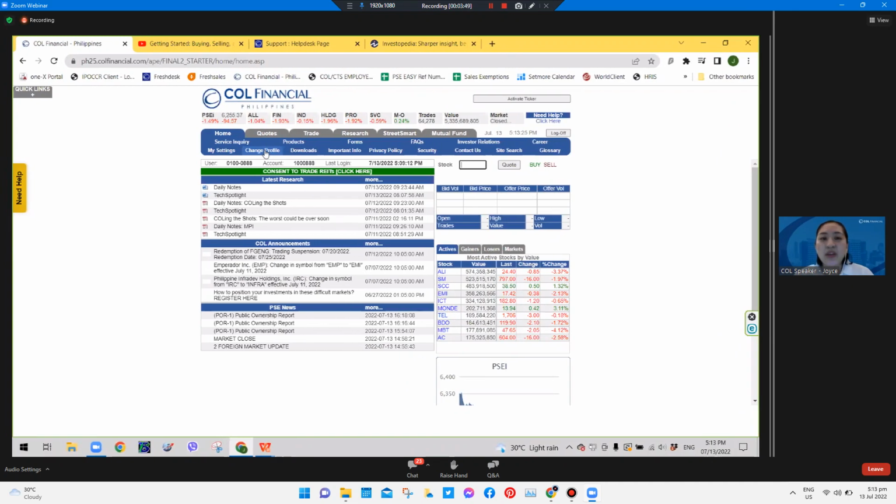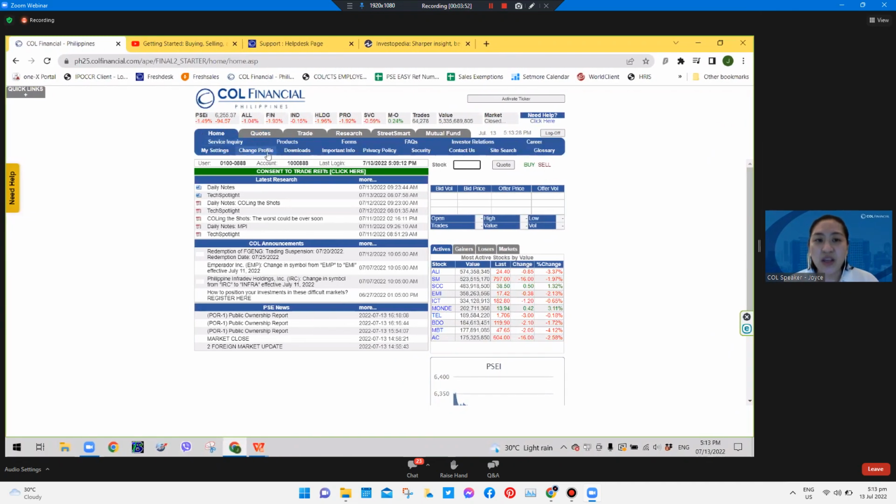In the change profile, you get to see your details, and here you can also edit them to keep your contact details updated as well as change your password. In COL, our password changes every 2 months, so don't forget to always keep that updated as well.